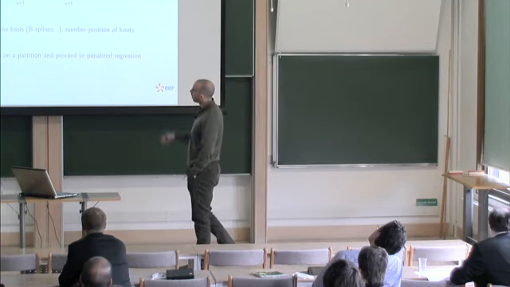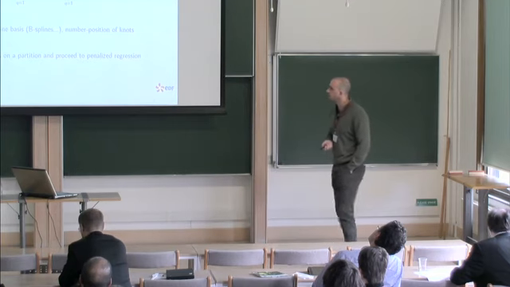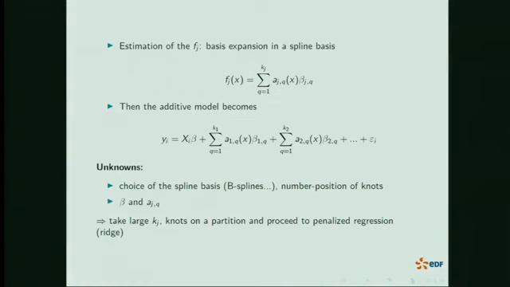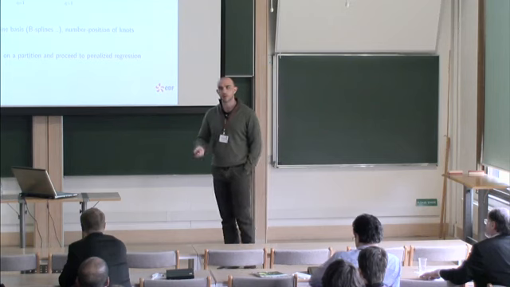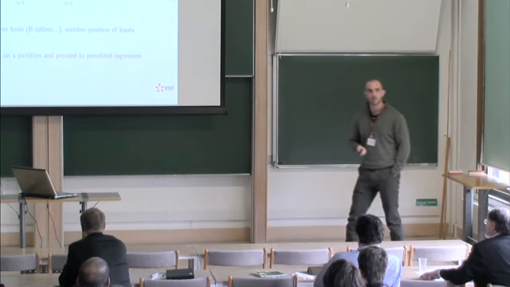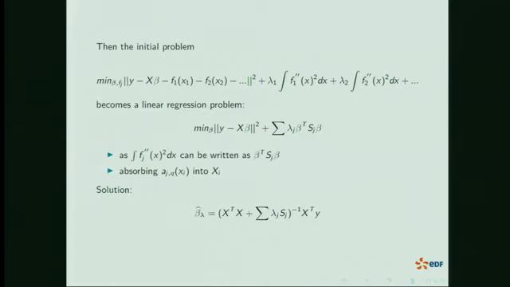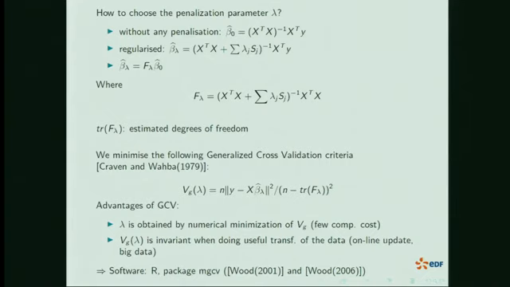The only unknowns are the position and the number of knots for the spline basis, which is quite a complicated problem. But we go over that problem by taking a large number of knots on a partition, and then we proceed to regularization of the functions with a quadratic penalty, as in ridge regression methods. So we solve this simple ridge regression problem, which is a well-known problem, and we have an estimate of the smooth functions. But we have to deal with how to choose the penalization parameter, lambda.